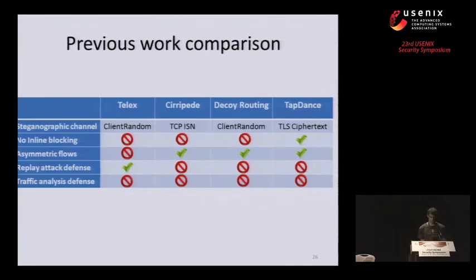So compare this to the previous designs. The main thing that we've added is this capability to work without an inline blocking element. That is, we can do this with a passive tap at an ISP. TapDance also functions with asymmetric flows, so if it can only see the client's traffic, it can still work. This isn't unique to TapDance, but it does require some of the tricks that we specified earlier, such as the chosen-ciphertext side channel.